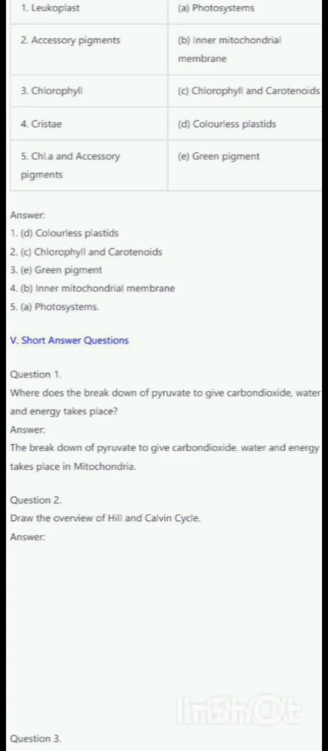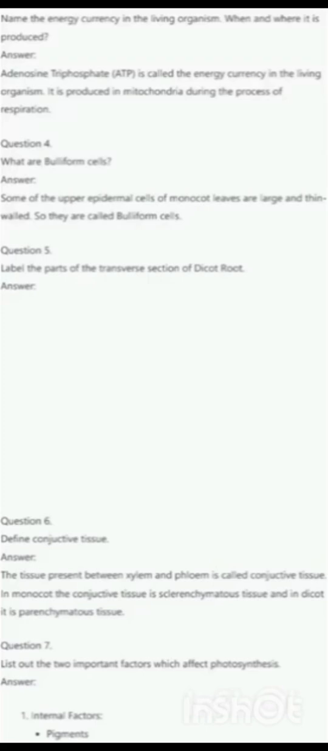5. Short answer questions. Question 1. Where does the breakdown of pyruvate to give carbon dioxide, water, and energy take place? Answer: the breakdown of pyruvate to give carbon dioxide, water and energy takes place in mitochondria. Question 2. Draw the overview of Hill and Calvin's cycle.